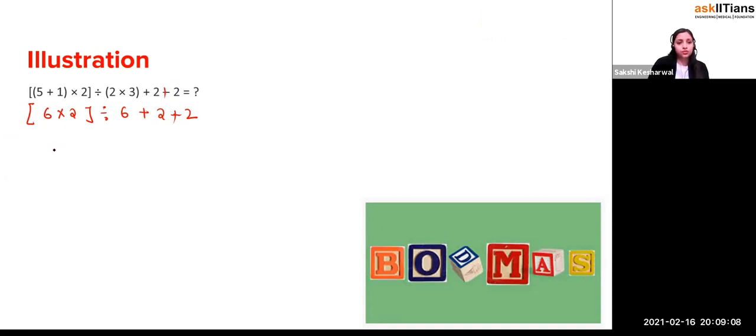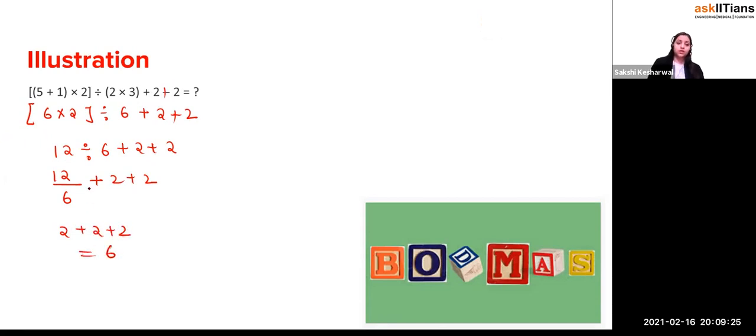So 6 into 12 is what? 12 divided by 6, and this is plus 2 and then plus 2. So first it will be written as 12 divided by 6 plus 2, right? So 12 divided by 6 will be 2, plus 2 plus 2, which is equal to what? 6. So first you have to follow the division, then addition, and then first division, then multiplication. First we have to solve the entire bracket, and then we'll do the division, right?